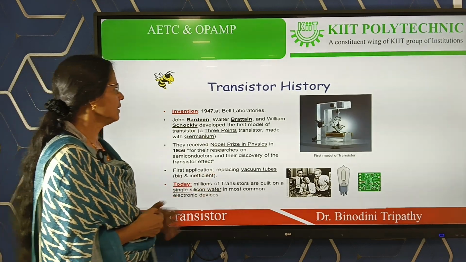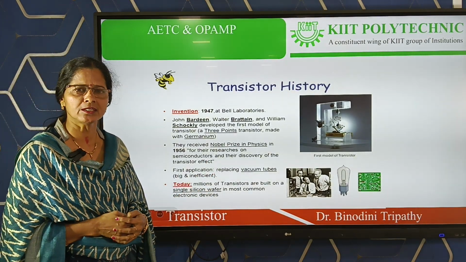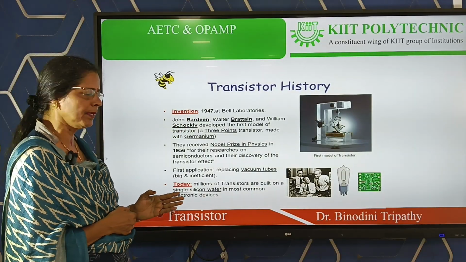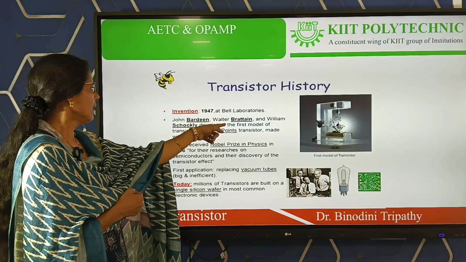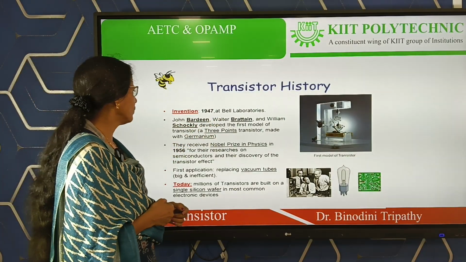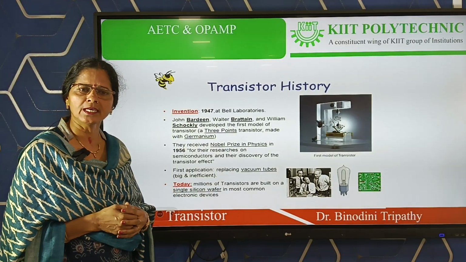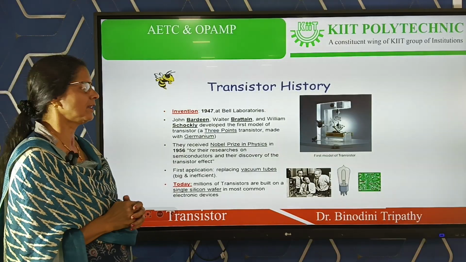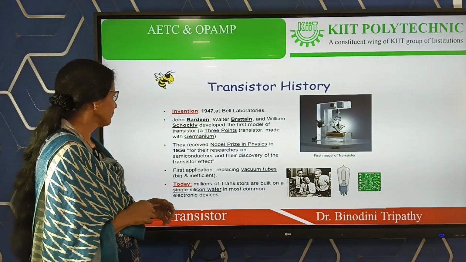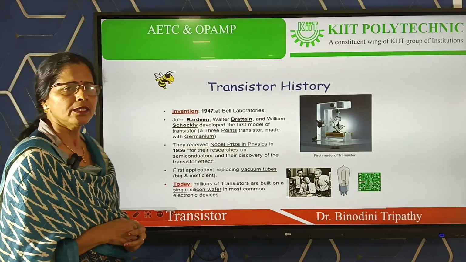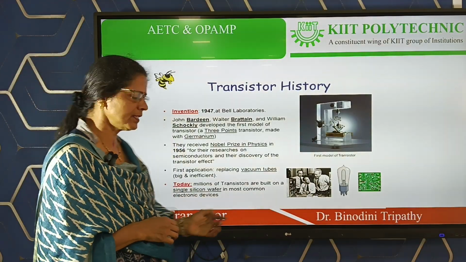So this is the basic history of a transistor. The transistor was invented in 1947 by three scientists: John Bardeen, Walter Brattain, and William Shockley. These three scientists are the main persons who invented the transistor. In 1956 they got the Nobel Prize for this.